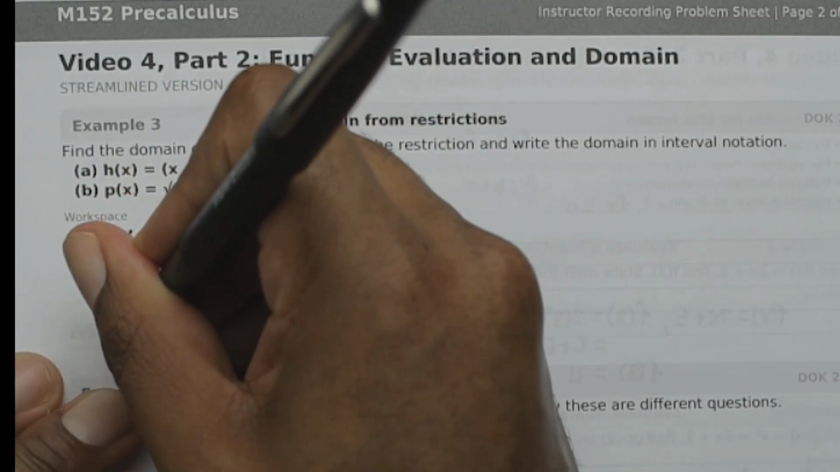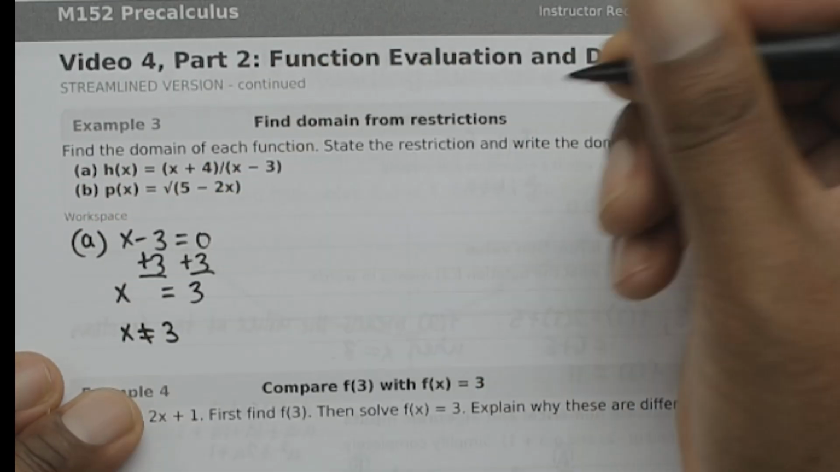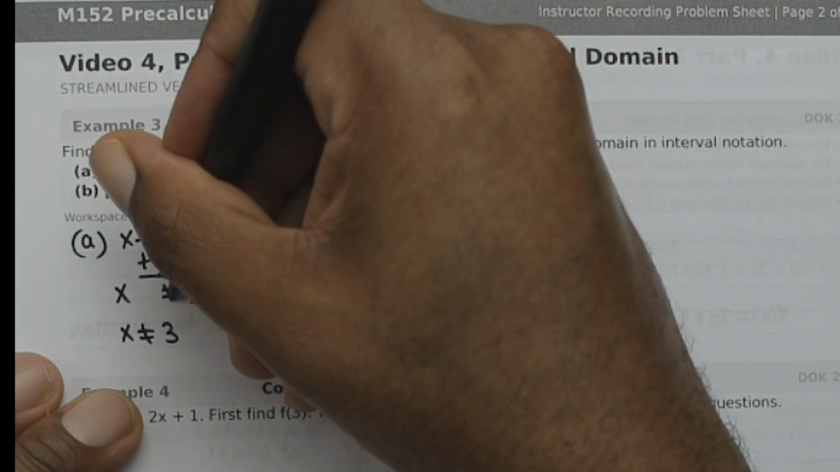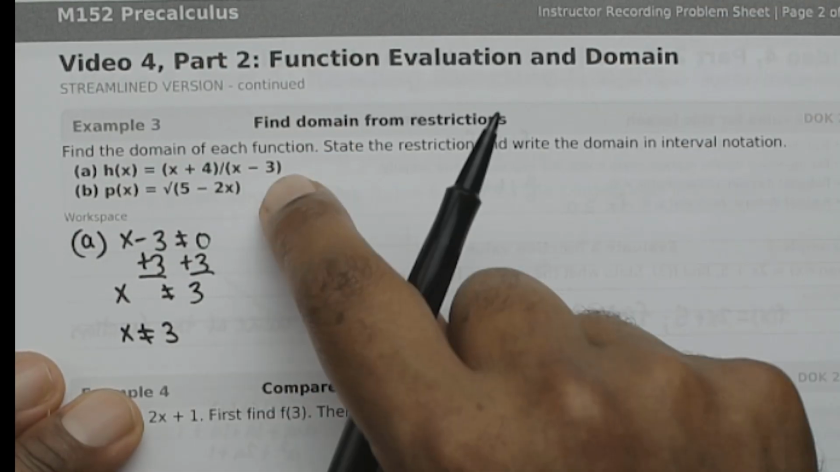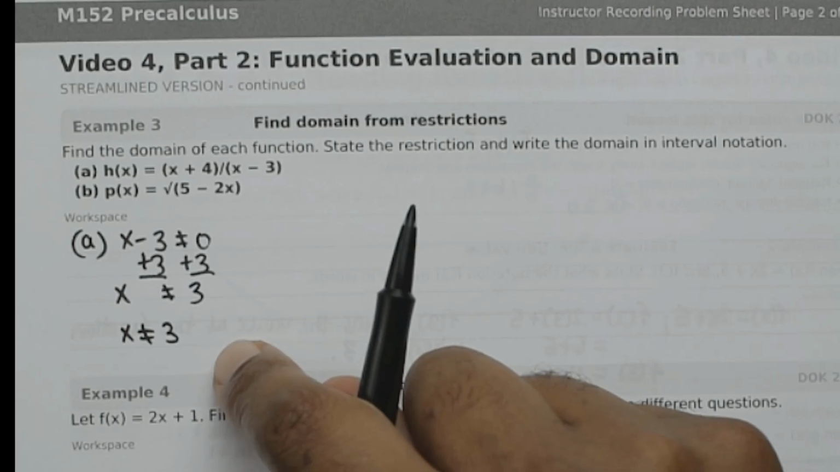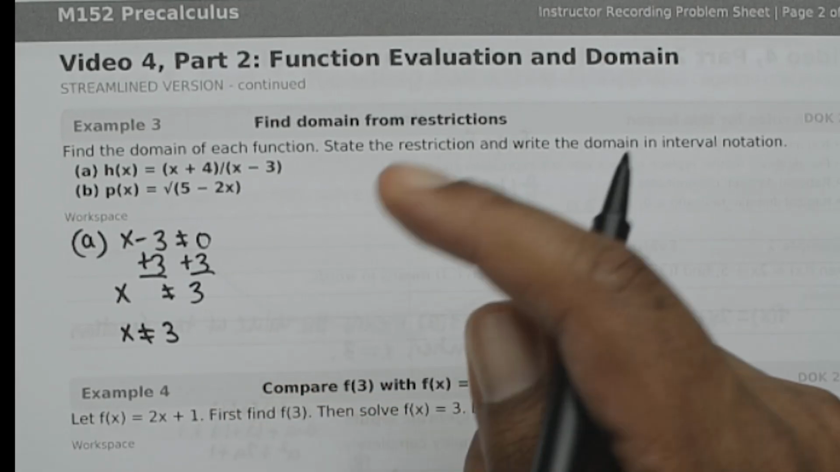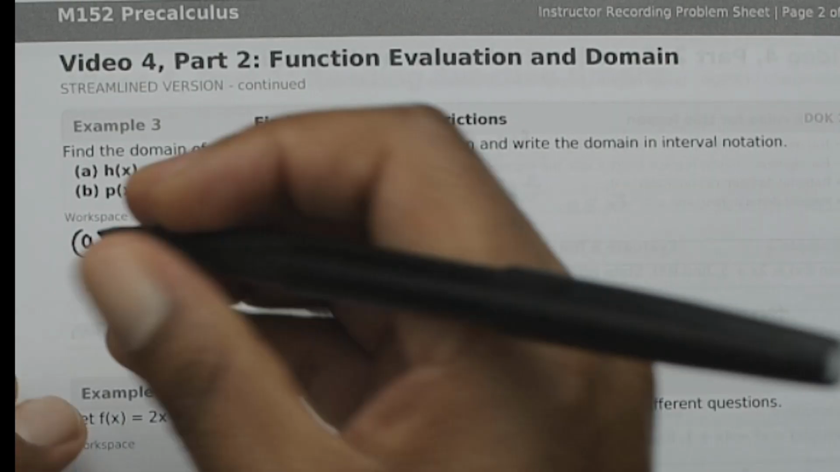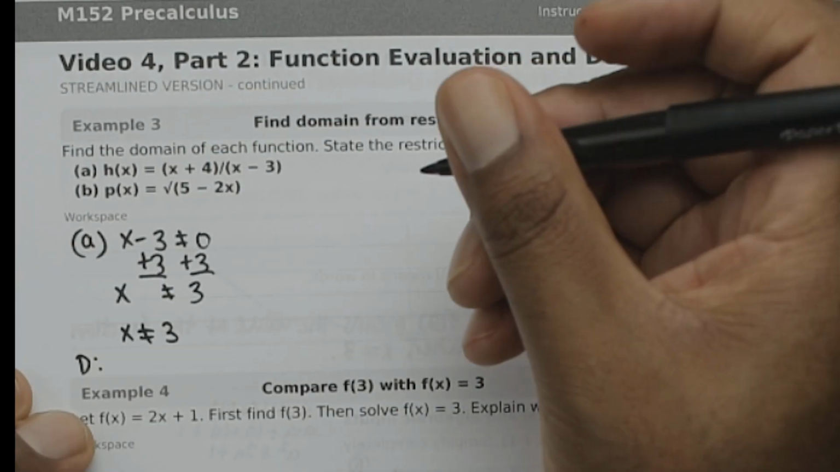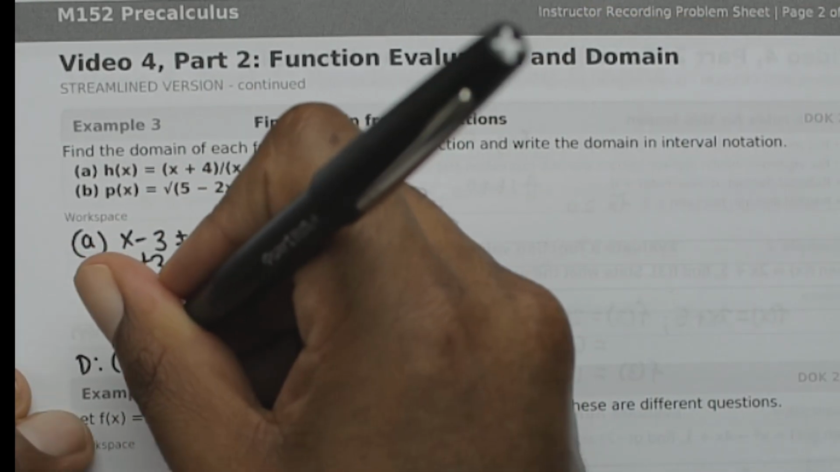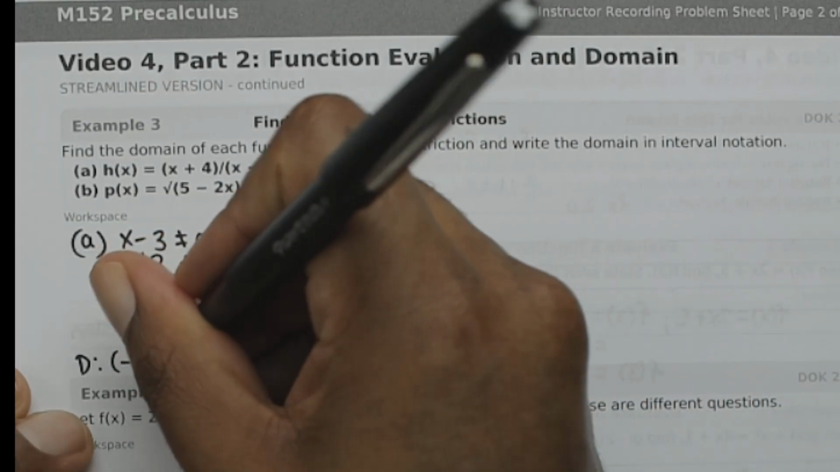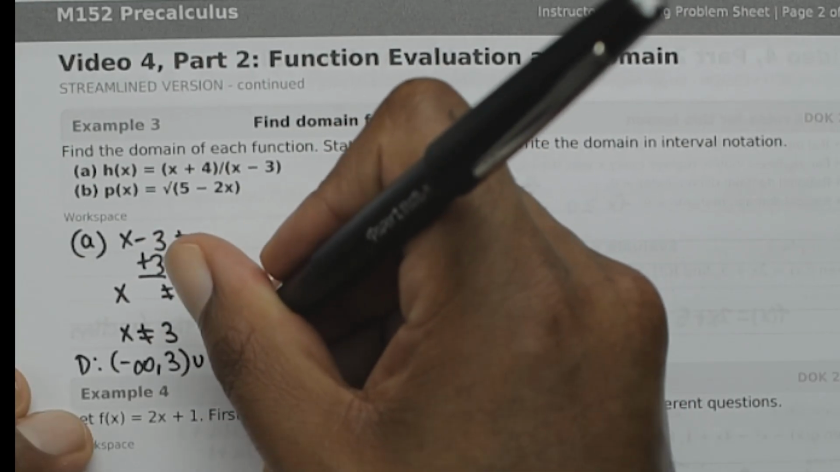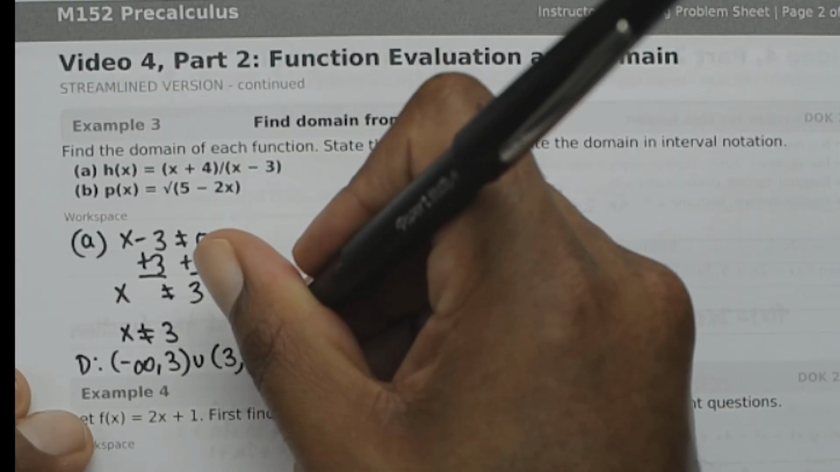So if x cannot be equal to 3, you can go ahead and write the cannot be equal on this expression because that's essentially what it says. So the domain of part A is all real numbers except for 3. So if we were to write this, it would be written as negative infinity, comma 3, union 3, comma positive infinity.